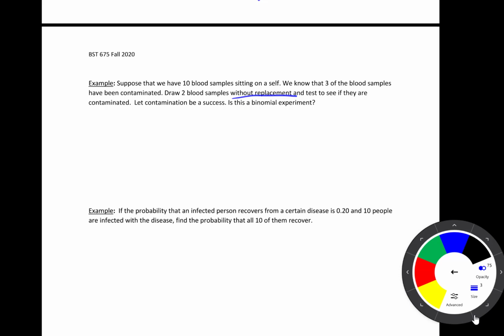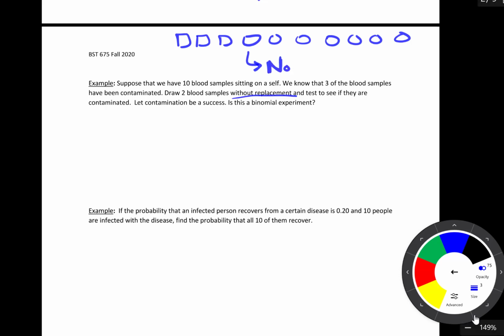So let's think about how this works. I've got 10 vials on a shelf, and I know that 3 of them are contaminated. I just don't know which 3 they are. So let's say that the first vial I select is this one. Notice before selecting it, since I know 3 of the 10 are contaminated, there's a 3 out of 10 chance that the one I select will be one of the contaminated ones. So let's say that I select it and I test it, and I know that it is not contaminated.